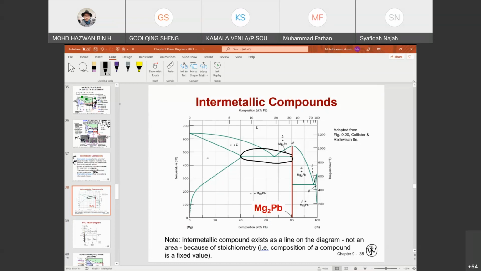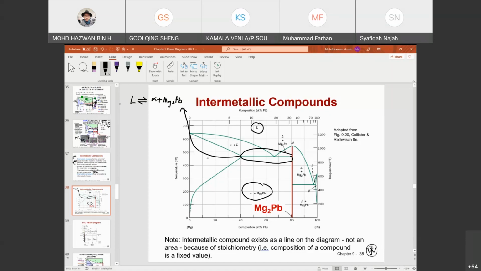The top of this line is liquid, and the bottom of the line is the two solids. So the eutectic reaction for this phase diagram will be liquid double arrow, formation of alpha plus Mg2Pb. So this is the eutectic reaction, but this is not the intermetallic compound.